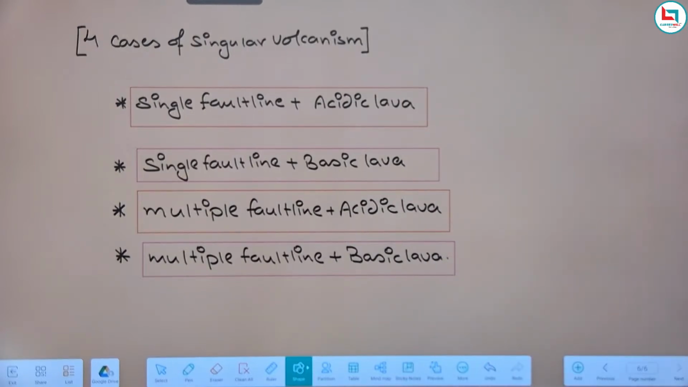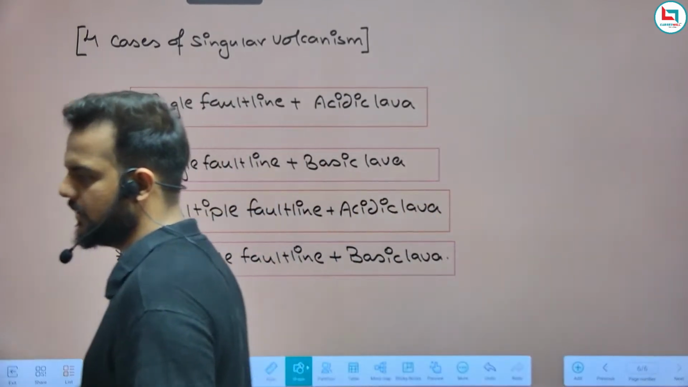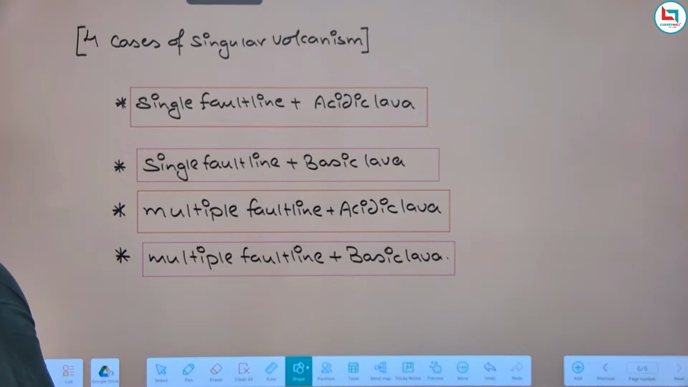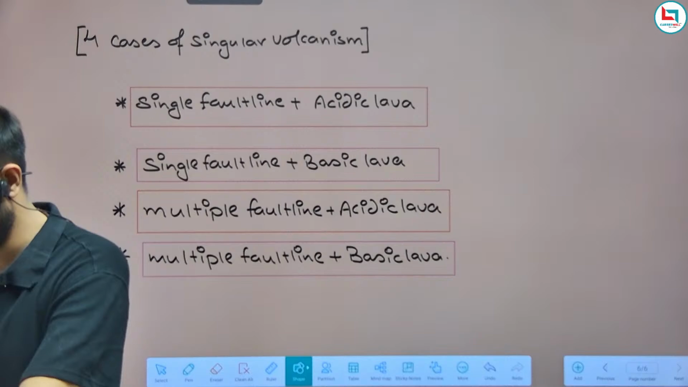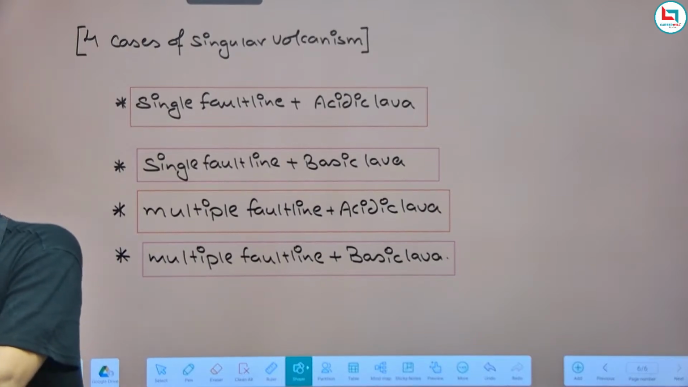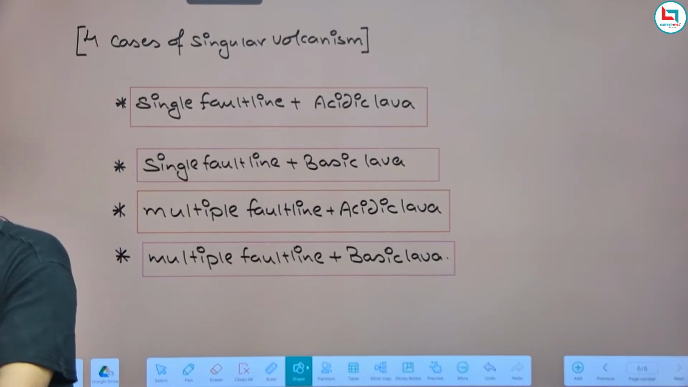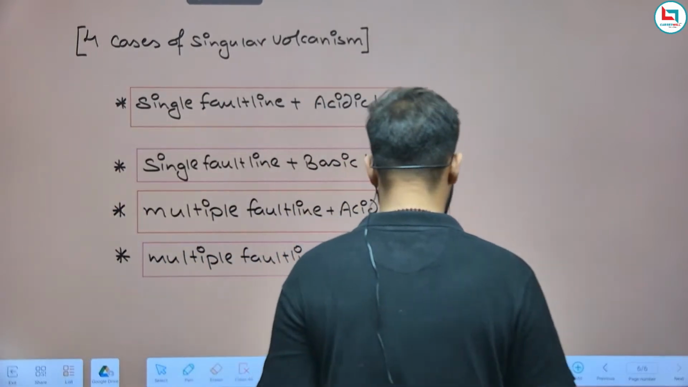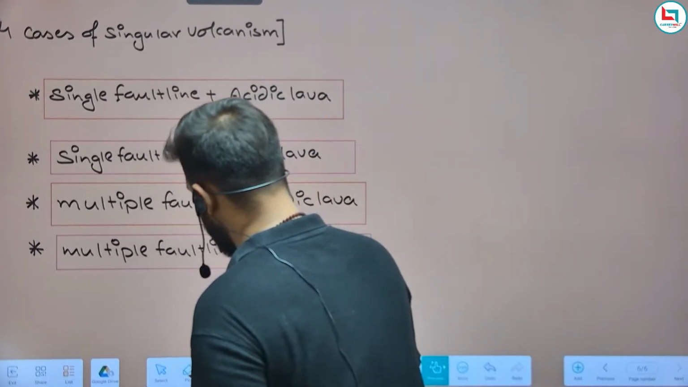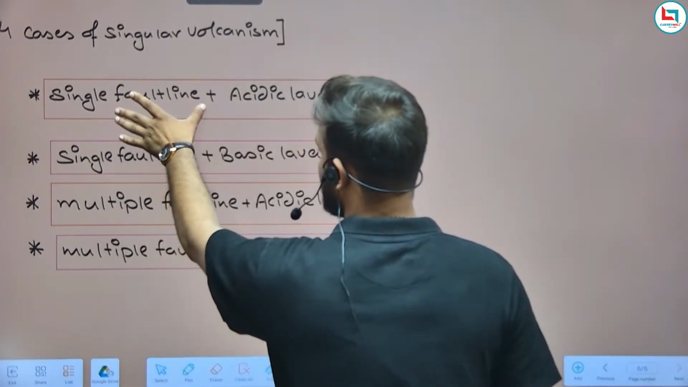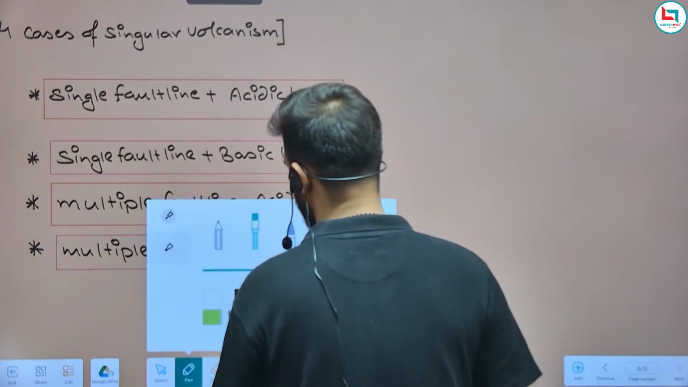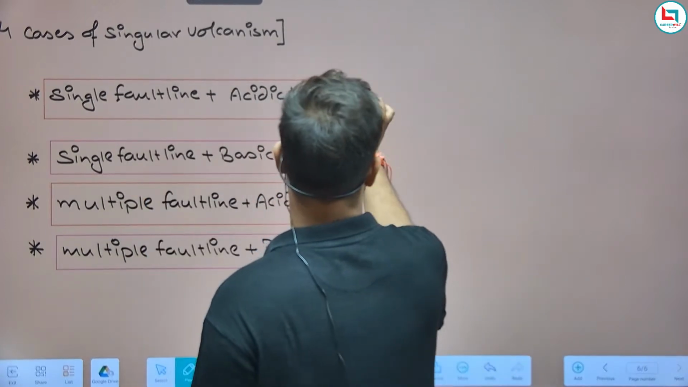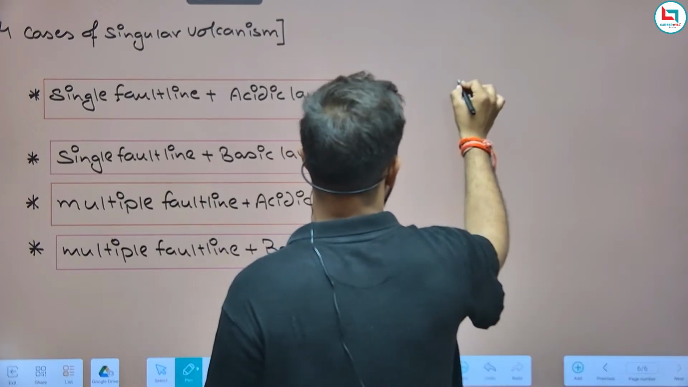Okay, guys. Now let's talk about the next thing. So let's take the very first case, that is the single fault line and the acidic lava. Now, what would be the scenario in this particular case? We are considering the first case, the single fault line and the acidic lava.